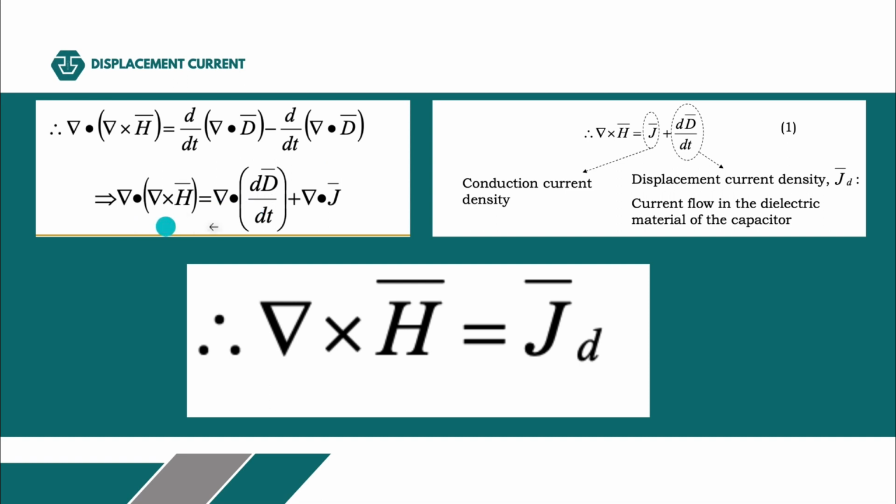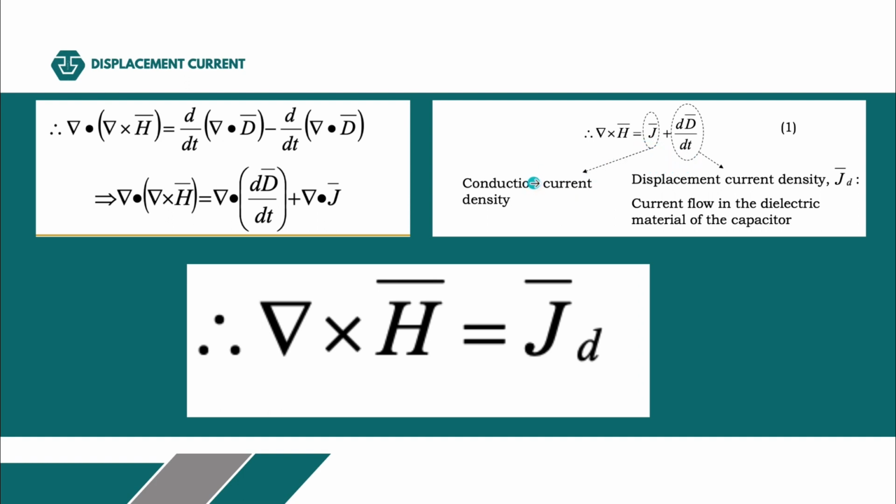It becomes this equation: divergence of curl H equals divergence of dD over dt plus divergence of J. And we obtain this divergence of J from the first equation, the continuity current equation, divergence of J equals negative differential of rho V, where rho V can become divergence of D. So here is the equation. And from this equation, we can simply neglect the divergence and it becomes curl of H equals J plus dD over dt.